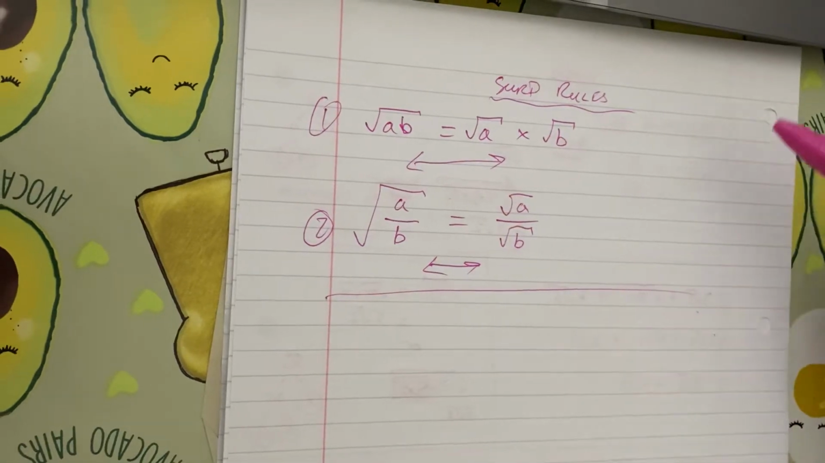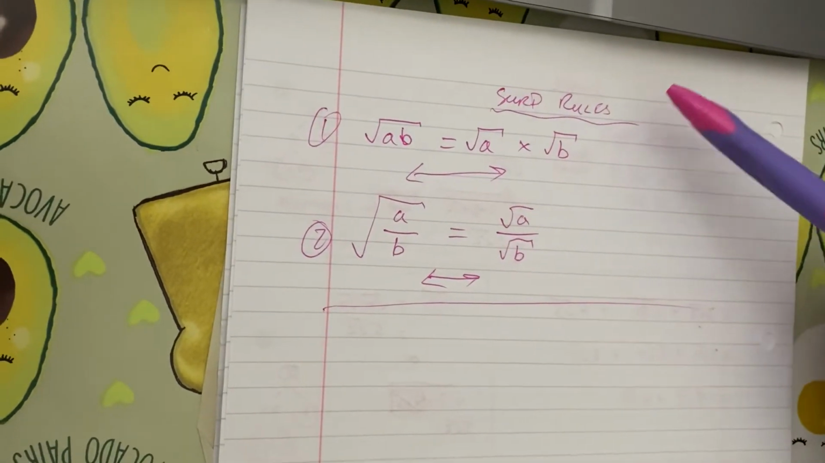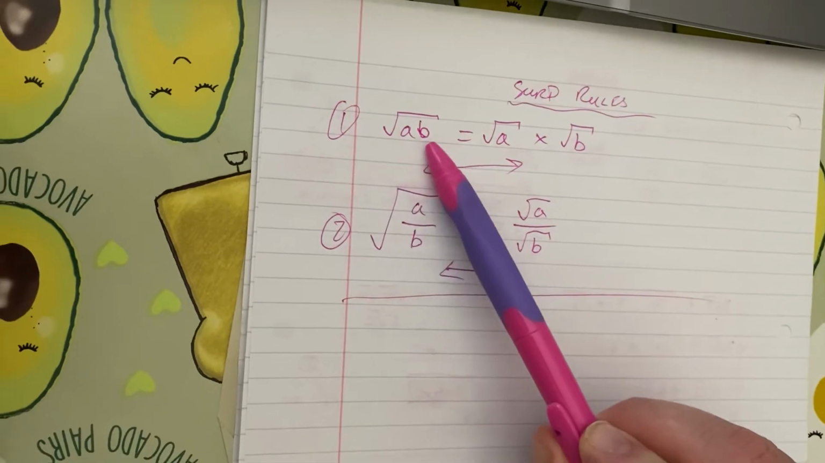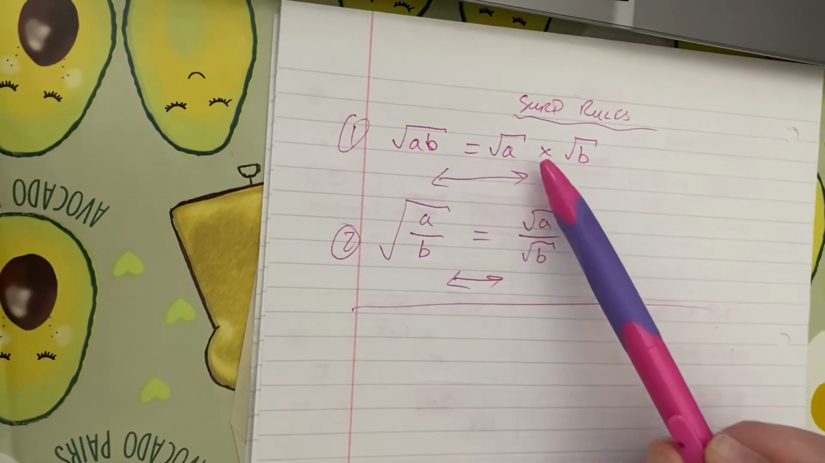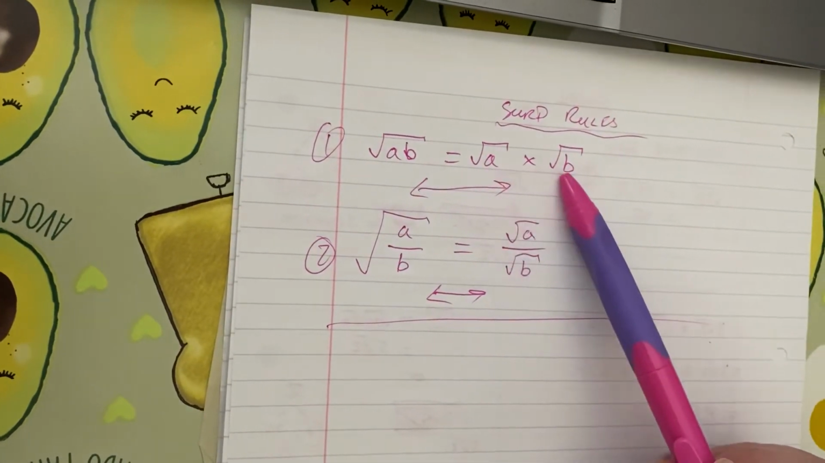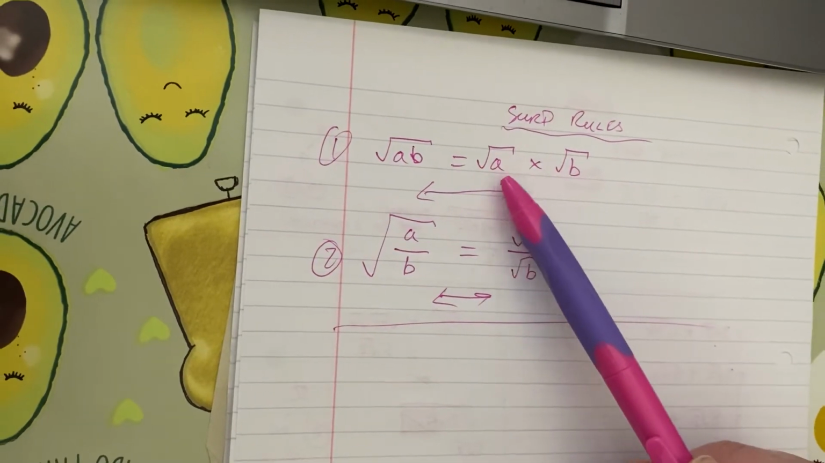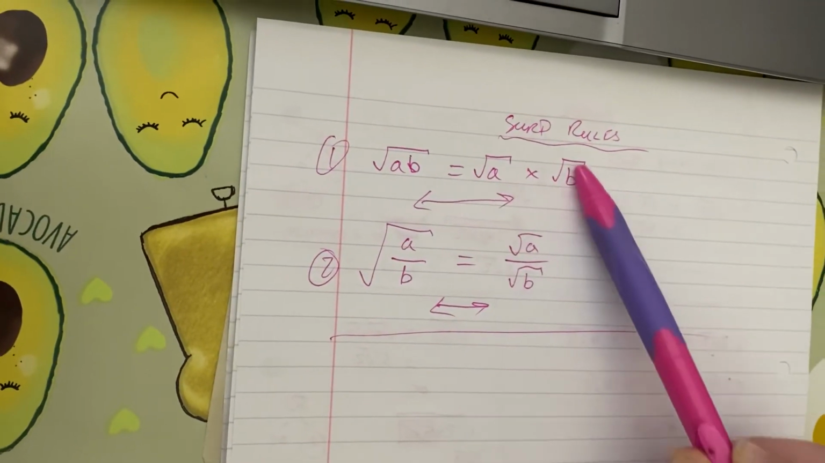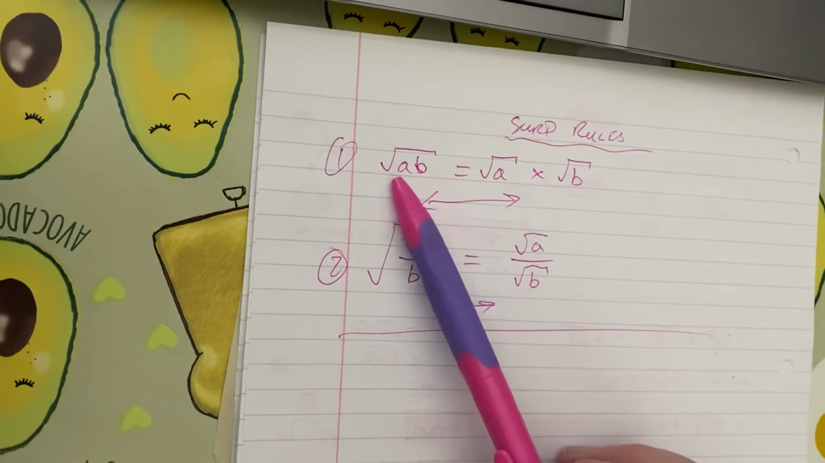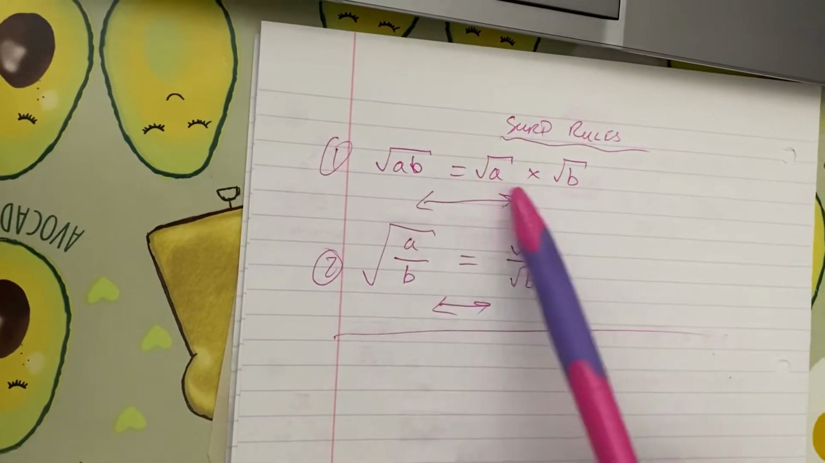Okay, just to remind you, this week is our surd rules. So square root of AB, so A times B in here, we can split them up into square root of A times the square root of B, or if we've got the square root of A times the square root of B, we can put them underneath the square root and multiply them together. So it can go either way.